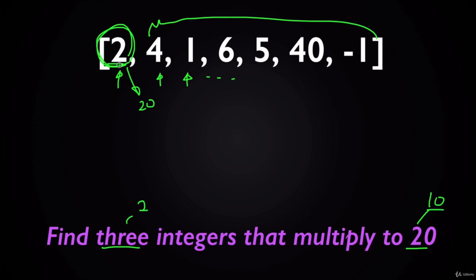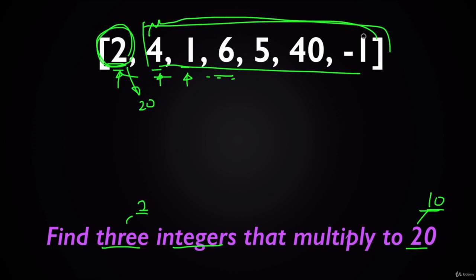I think this might be a more efficient solution than checking every triplet of numbers in this array, because by using an efficient solution to the problem of finding two integers that multiply to a certain number, for example 10, we might be able to solve this entire problem a little bit faster. So this is the idea I have, but do you think I should start coding with that idea?